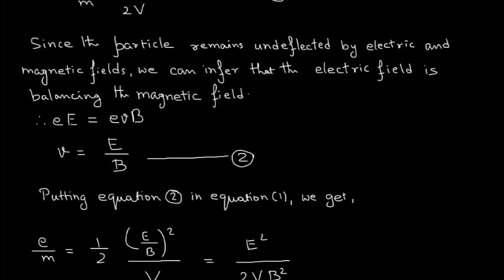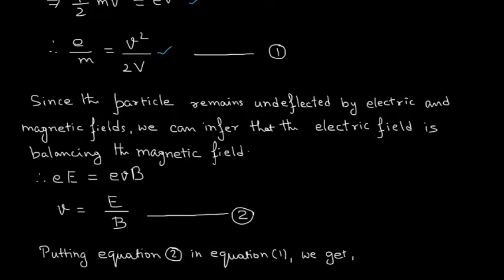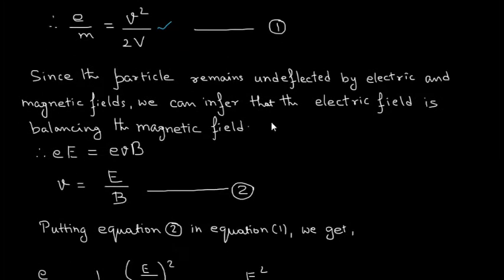Now, since the particle remains undeflected by the electric and magnetic field, we can infer that the electric field is balancing the magnetic field. Therefore, small e multiplied by capital E is equal to small e v B. So small v is equal to E by B. This is equation 2.